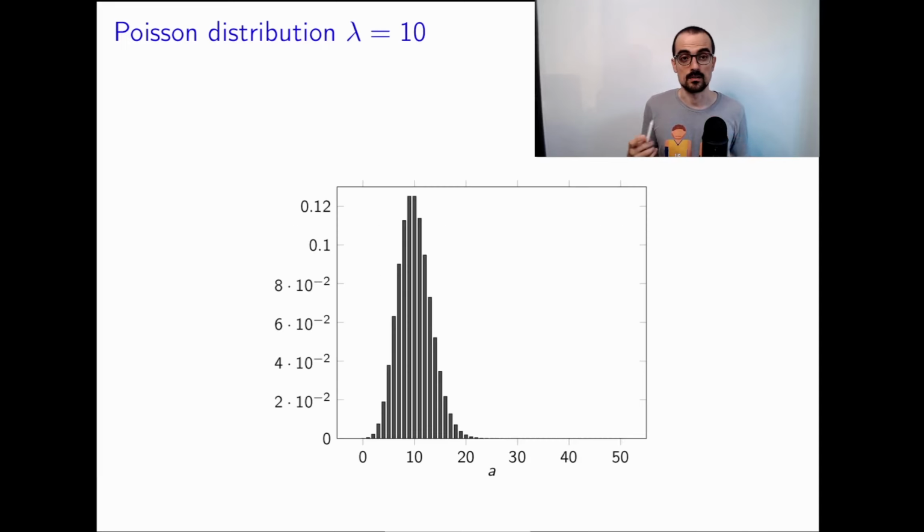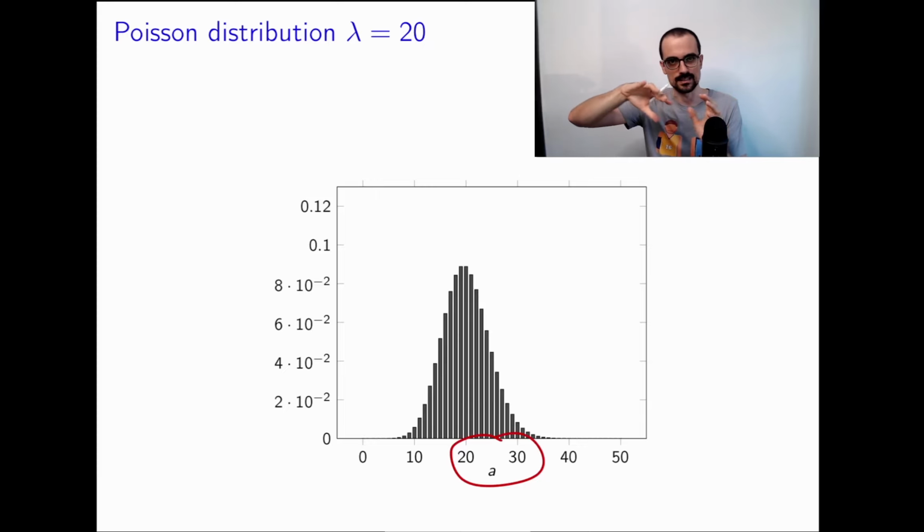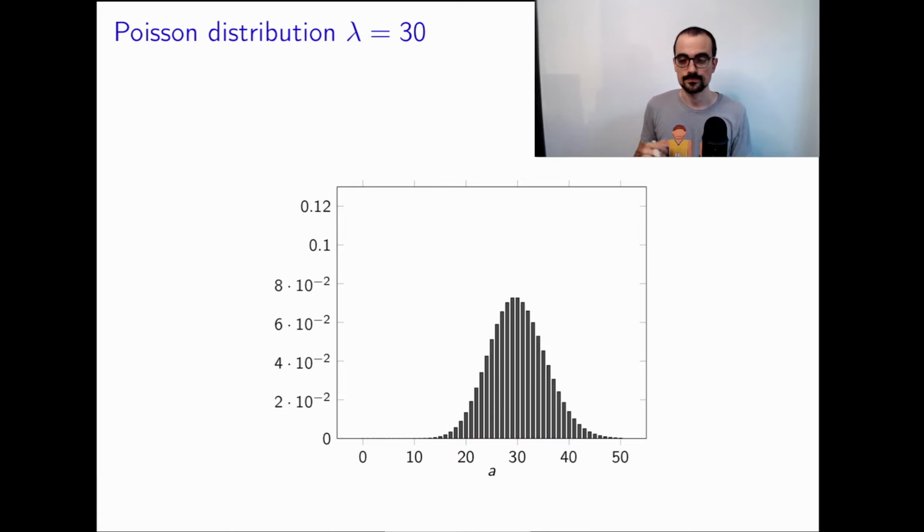This is the shape of a Poisson PMF with lambda equal to 10. As we increase lambda, a larger number of events, in this case earthquakes, have more probability. That's why we see that the shape of the PMF shifts to the right as lambda increases.